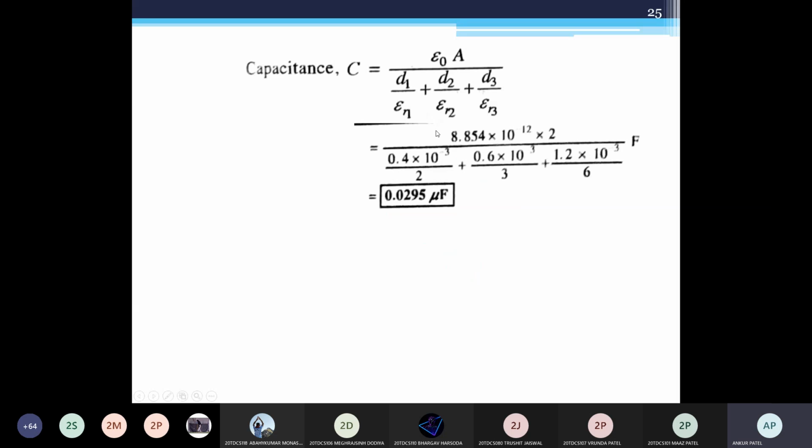So this is the equation. We are just substituting all the values. So in other way we can write 0.0295 microfarad. By shifting this point, it is 0.0295 into 10 raised to minus 6, or you can write 2.95 into 10 raised to minus 8 farad. So the answer is 2.95 into 10 raised to minus 8 farad, or 0.0295 microfarad. You can write it like this also.